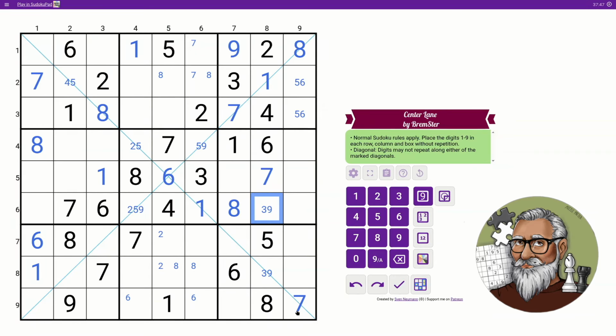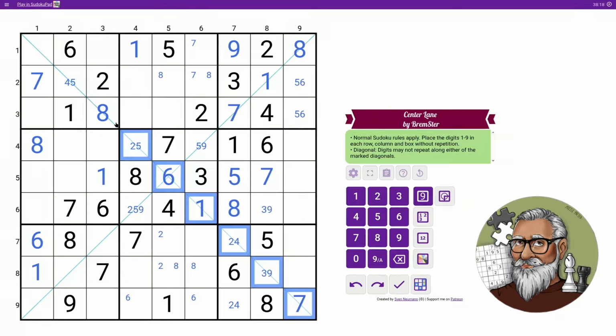What am I missing in column number 7? I'm missing a 4. I am missing a 2 as well. 2 and 4, they both aren't interesting, but 5 is, because I can't have 5 in box number 9 anymore, so I must have 5 here. And like I said, we're still missing a 2 and a 4, so these become 2, 4.